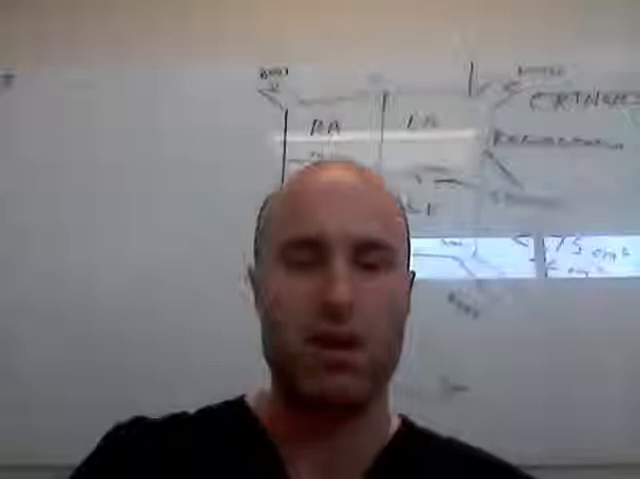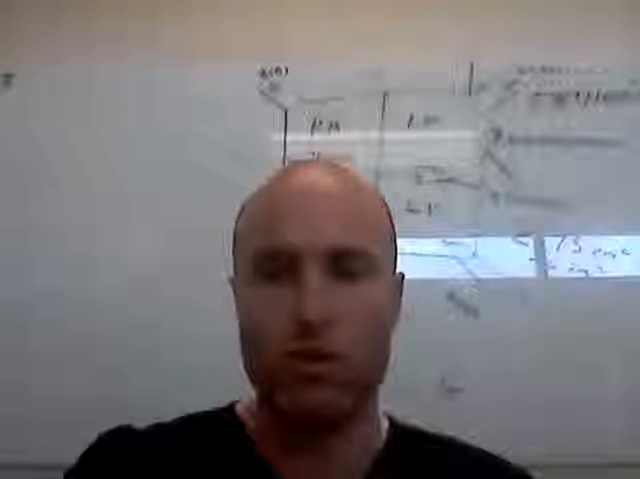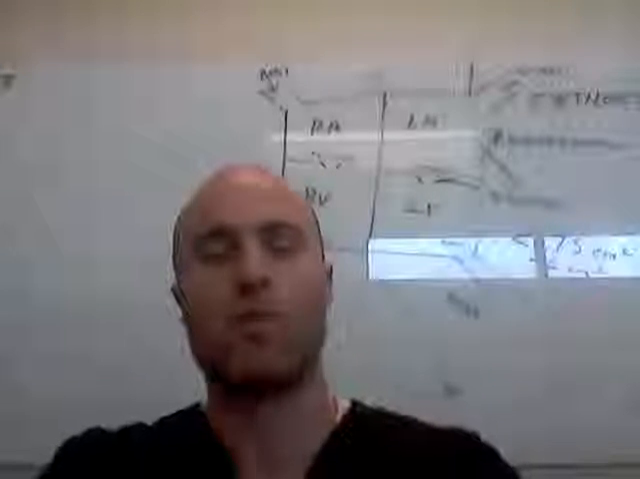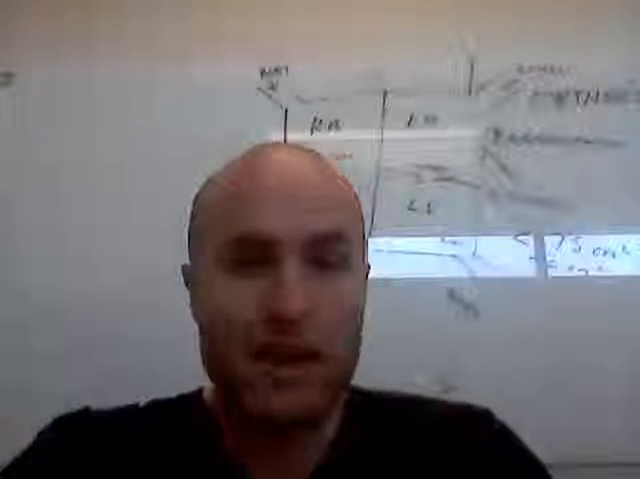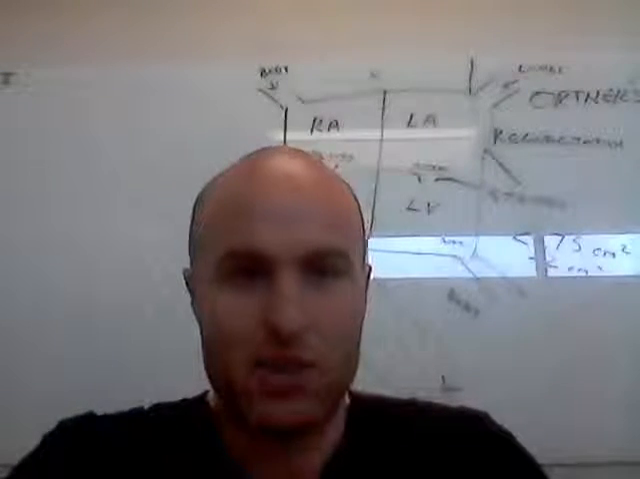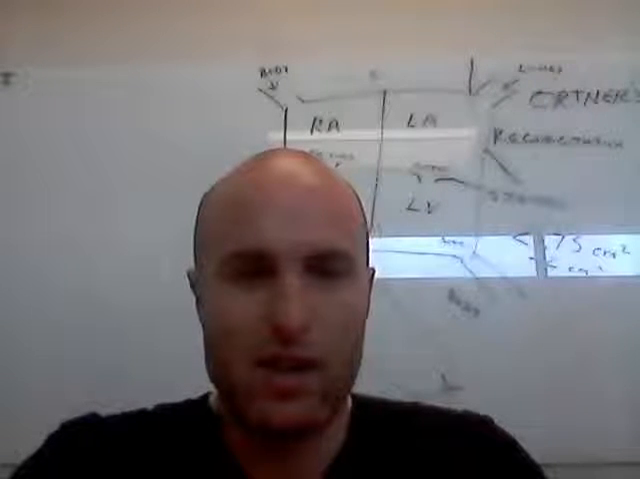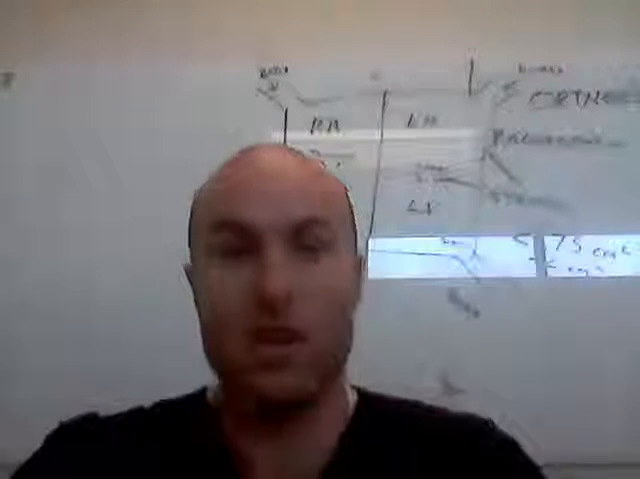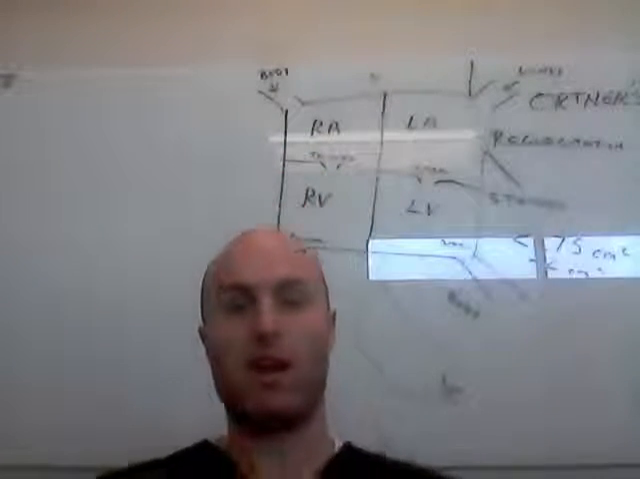Okay, next, medical and surgical treatment for mitral stenosis. If you want to give them some medicine, here's what you can do. You can give them penicillin as prophylaxis. So before you do any work in here, you give penicillin to kill any bacteria that might be in there.